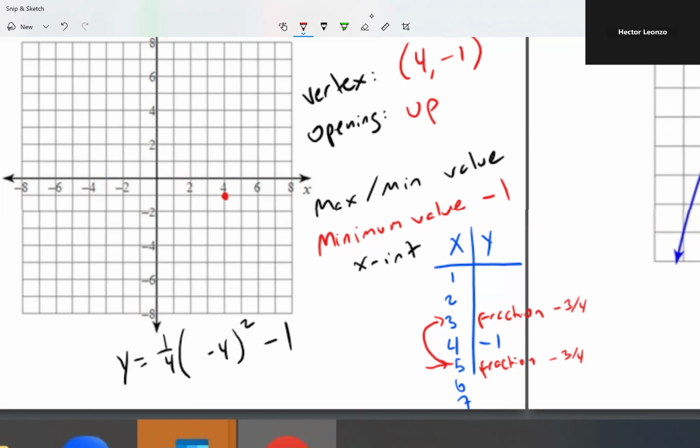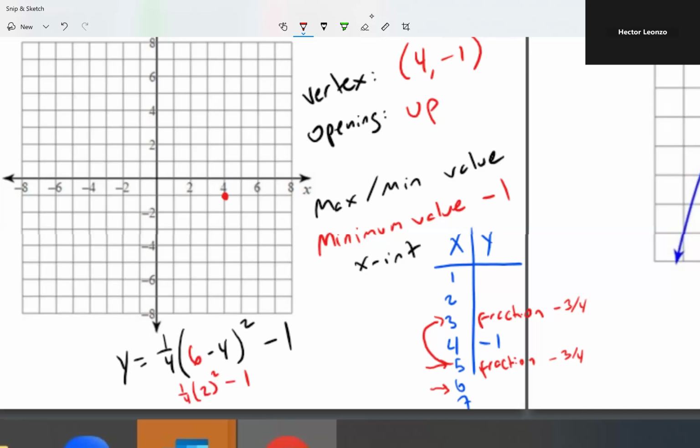What if I plug in x equals 6? So you notice I'm going to try it here. That gives me 1/4 times 2 squared minus 1. Notice I did 6 minus 4 inside of parentheses. That's how I got the 2. So I had to do my exponents first. 2 squared is 4, right?